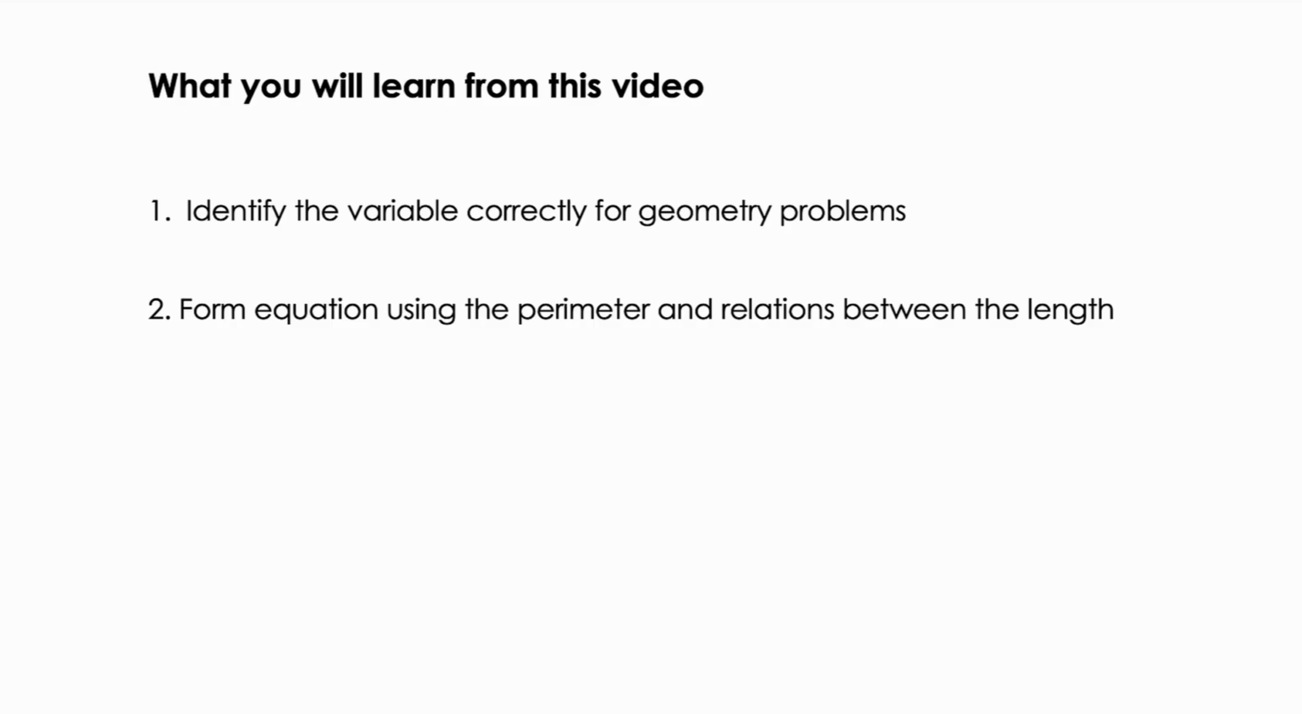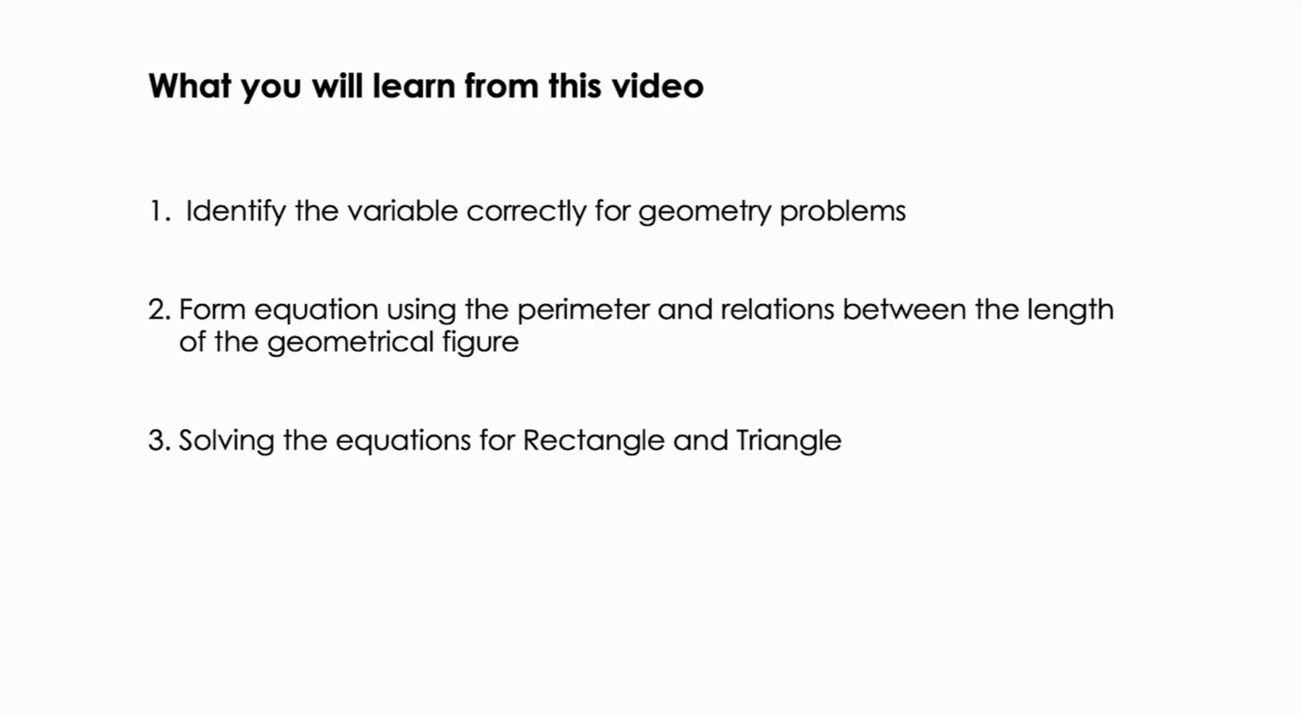Each of these figures will have a perimeter, and it will involve all the lengths. For example, in case of a rectangle it is length and breadth. In case of a triangle, for example an isosceles triangle, it will be two sides and the base, and there will be a relation between the lengths of this geometrical figure. From there we will define the equations. Then we will solve the equations for rectangle and triangle, which involve the perimeters only but not the area. We'll discuss that further.